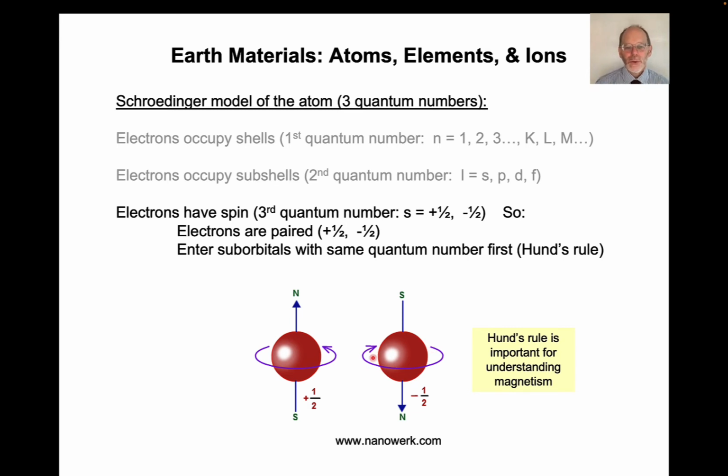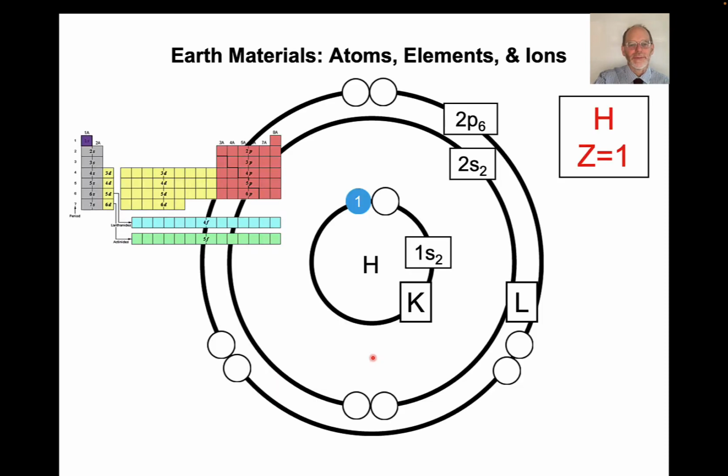There's a rule called Hund's rule that says that electrons enter suborbitals with the same quantum number first. I'll show you what that means, but basically what it means is that electrons all want to spin in the same direction if they can as they fill up shells. And then after they've filled as many with the same spin, then they start adding in electrons with a different spin number. This turns out to be important for understanding magnetism.